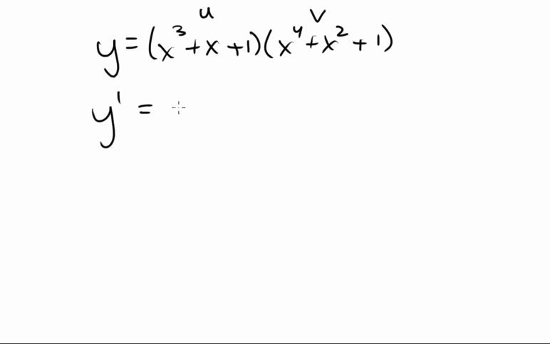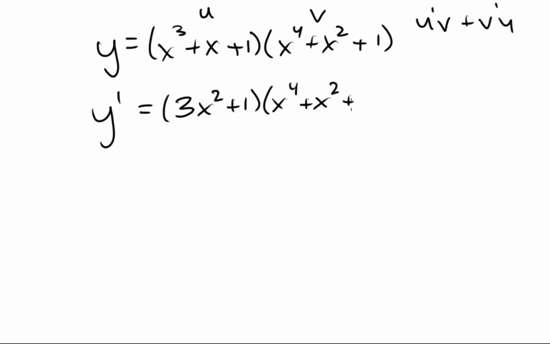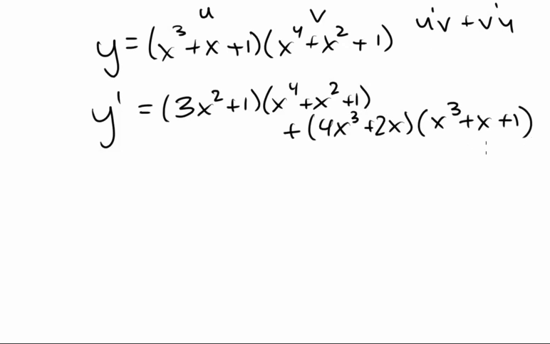Okay, so we're going to do u prime. Remember, the product rule, just a refresher, is u prime v plus v prime u. So u prime is going to be 3x squared plus 1 times v, x to the 4th plus x squared plus 1, plus v prime, 4x cubed plus 2x, times u, x cubed plus x plus 1.